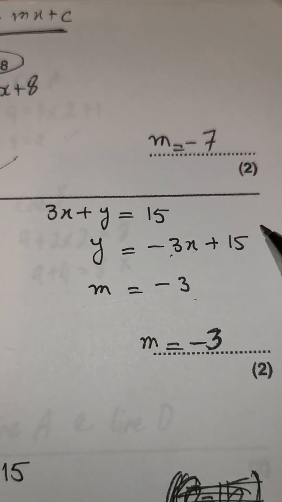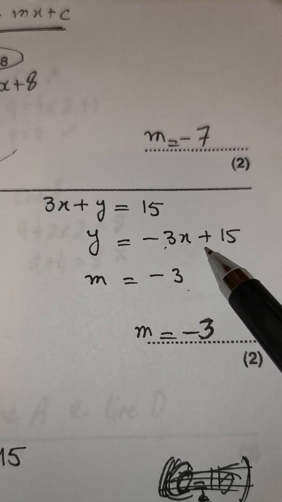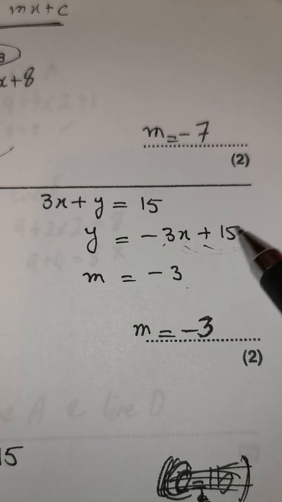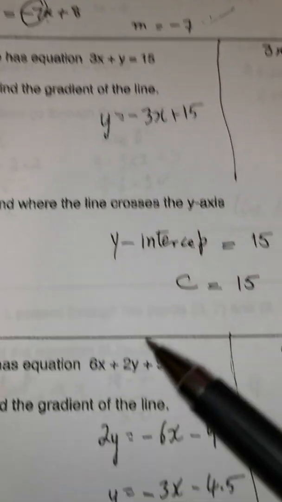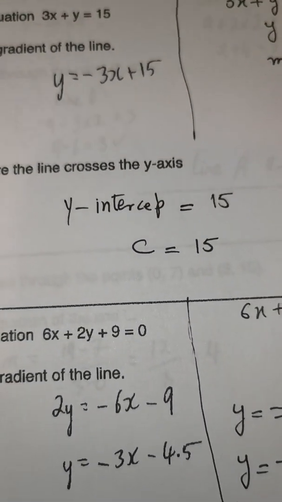And if he is asking in the second part what the y-intercept is, then what is here will be our value of c, or the y-intercept. So the y-intercept will be 15 here.